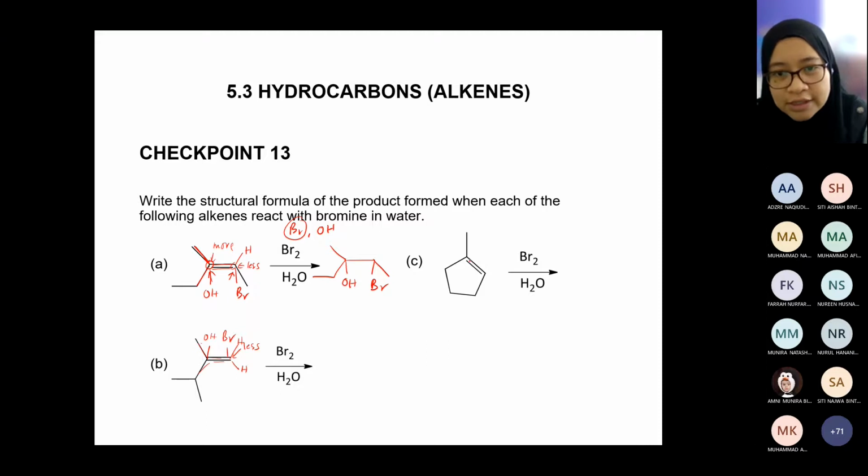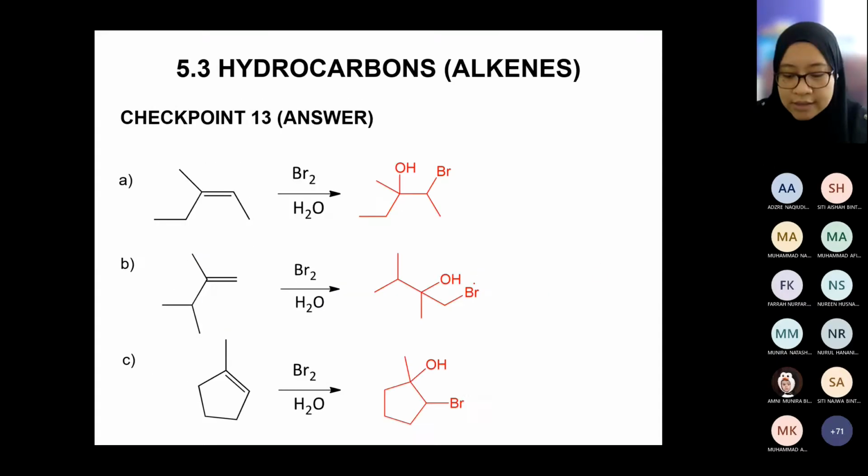Same goes to this one. Okay, so this will be less substituted. This will be more substituted. This one will be less substituted. Okay, so nanti dia akan break. So dia akan form, dia akan place the OH here. Br will be placed there. Okay, right. So these are the answers. Without the double bond, okay, it's basically the same. Sama je dia punya structural formula, but without the double bond and with the addition of OH and halogen. Okay, right.